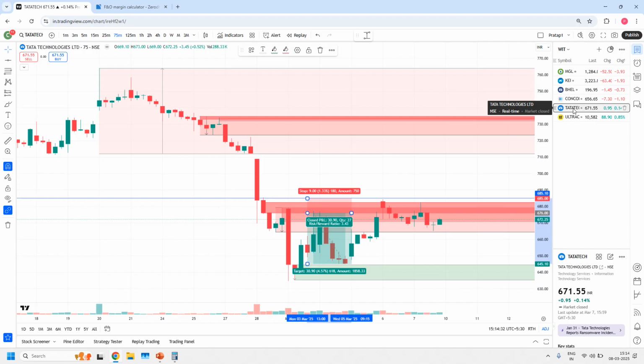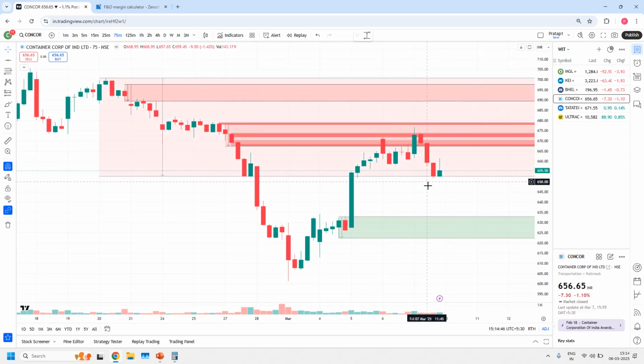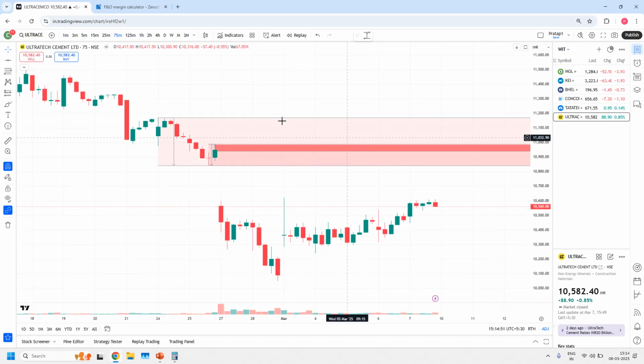Tata Steel, if you learned our course properly, you would have identified a new 75-minute zone. You would have planned your trade here. You would have got a very good trade. And Concur, if you took a trade, you would still be holding the Concur trade. And the last one is Ultratech. Ultratech has a fine-tuned 5-minute zone, but prices did not reach it.